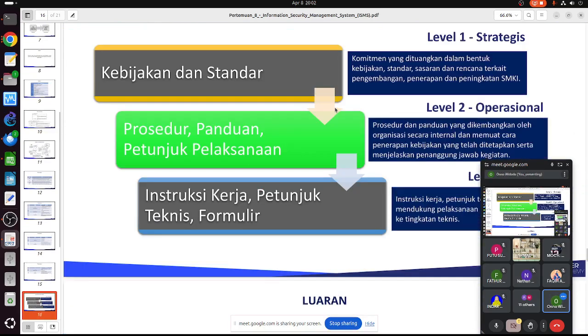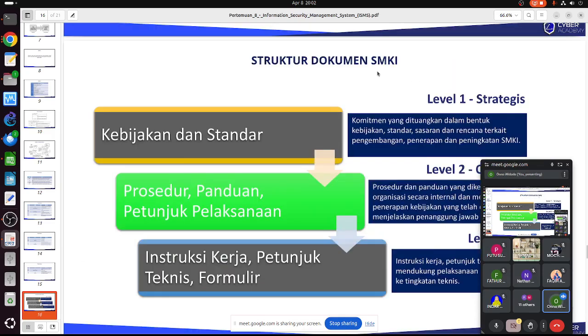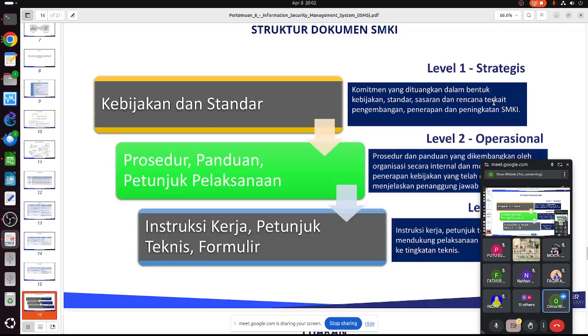Okay, so we have the ISO 27000. We need documents on policy and standard. Okay, this is the strategic level.